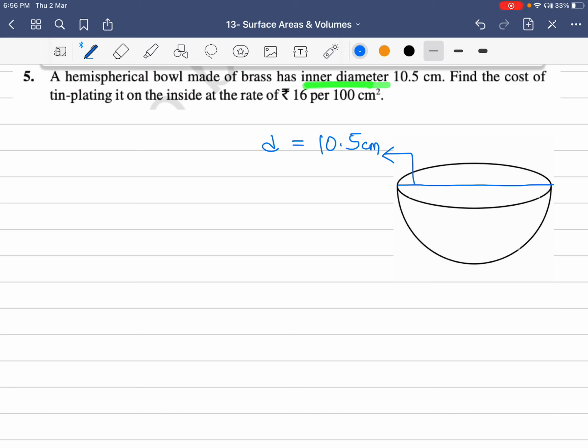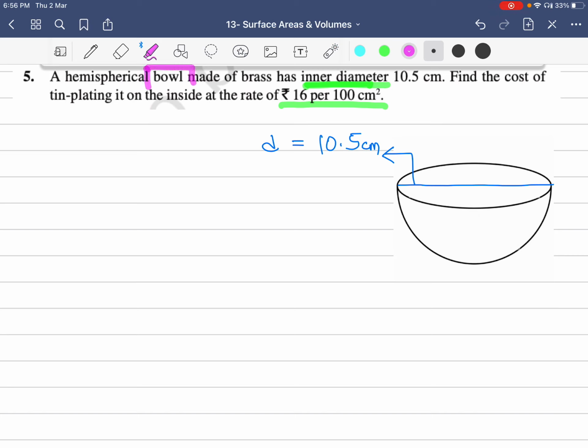Now find the cost of tin plating it on the inside at the rate of rupees 16 per 100 centimeter square. Again very important, it is rupees 16 per 100 centimeter square, not rupees 16 per centimeter square. So just be careful about that.